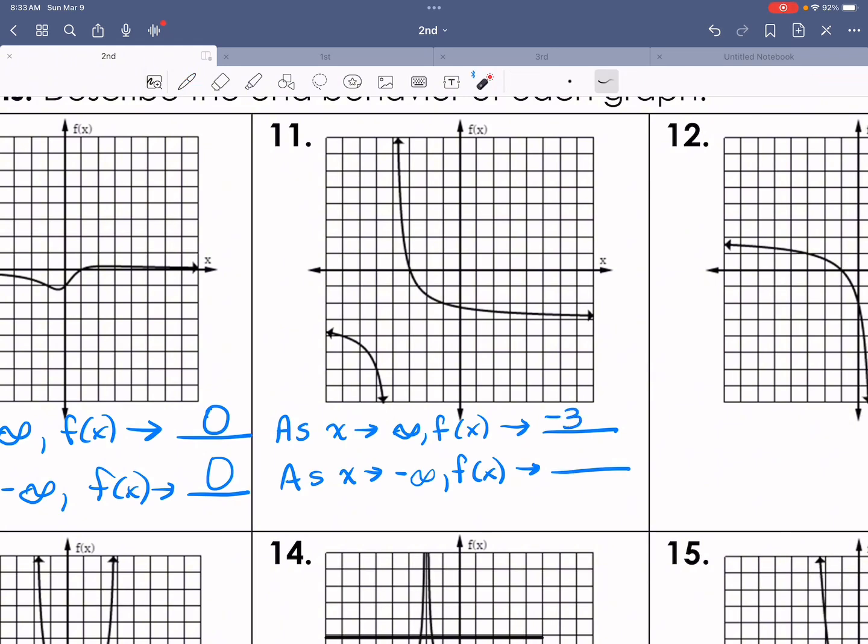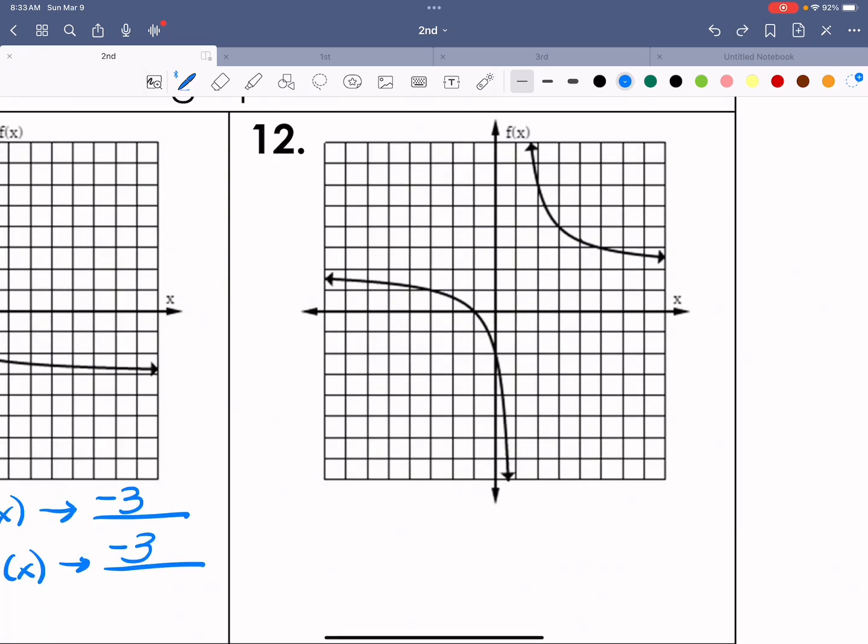All right, now let's look at the other side. When x goes this direction, what is your graph going to do? It's going to come up, and it's also going to approach that line right there at negative 3, but never quite go over it.